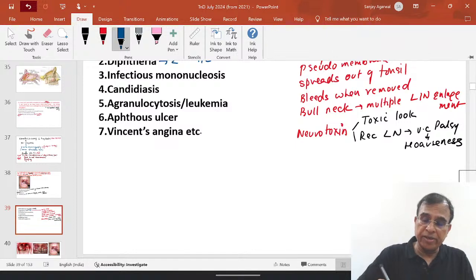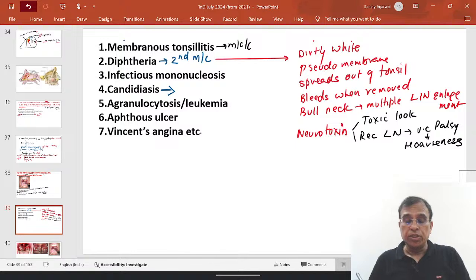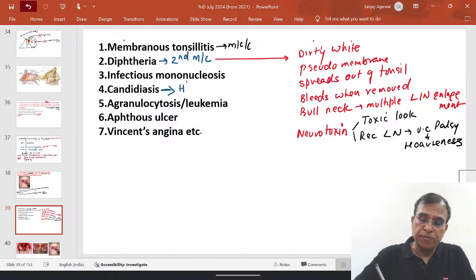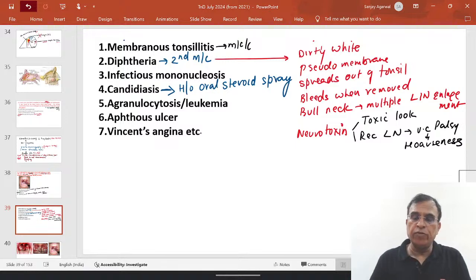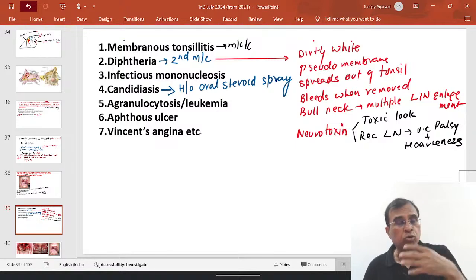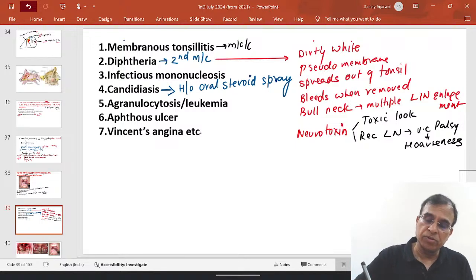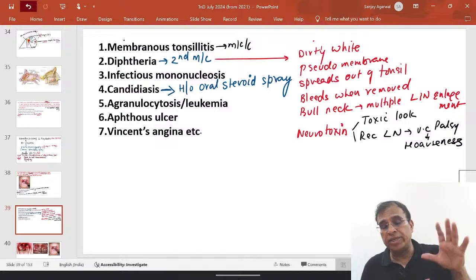Now, if they give you the membrane of Candida instead of diphtheria, usually there will be a history of oral steroid spray use. They'll give you some hint that the patient is using oral steroid spray, so that steroid is depositing on the mouth, oropharynx or the tongue, and the steroid leads to growth of the fungus. So usually they'll give you that kind of a history.